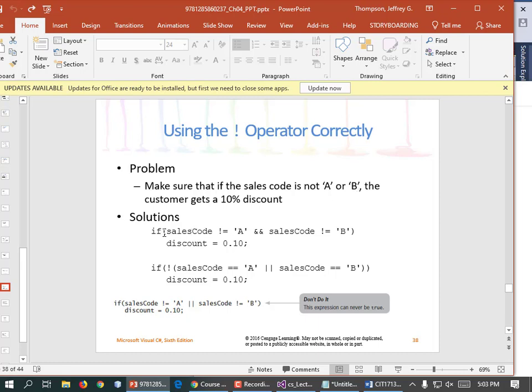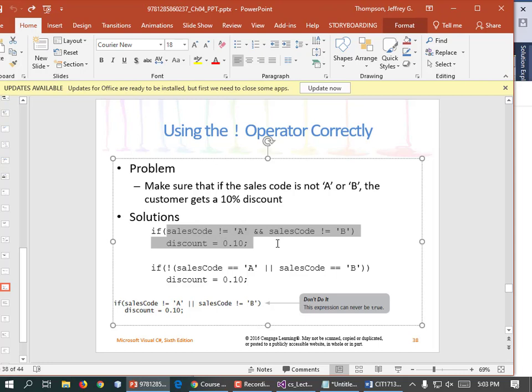There's two ways of writing that. One is if sales code not equal to A and sales code not equal to B, the discount is equal to 10. That works.